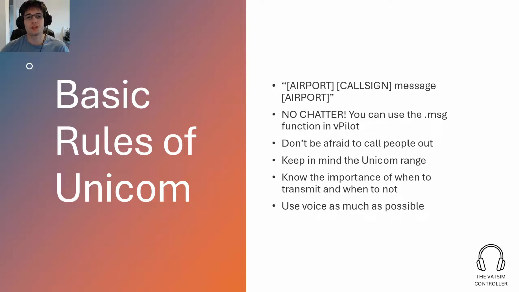So, firstly, what are the basic rules of Unicom? First of all, probably the most important point, I've actually put it here second on this slideshow, but probably the most important point of Unicom is do not chatter on Unicom. VATSIM is meant to be fun, yes, however there is a time and a place for it. If you want to chat with someone, you can go on a Discord voice call, you can go to Discord messages, or you can even use the private message function in vPilot or whatever your client is. Unicom is not the place for chatter.